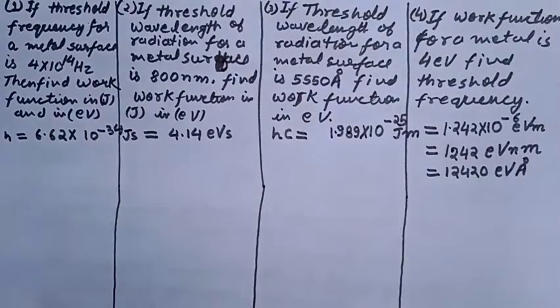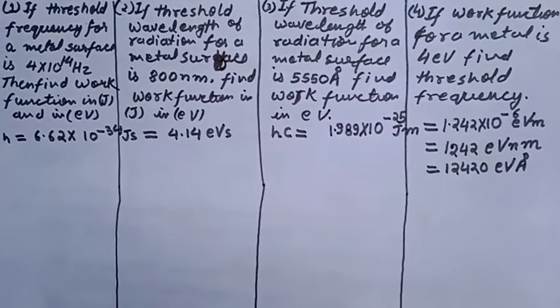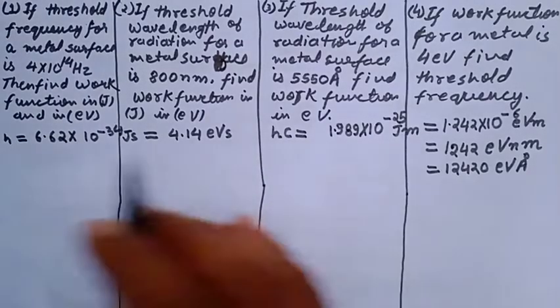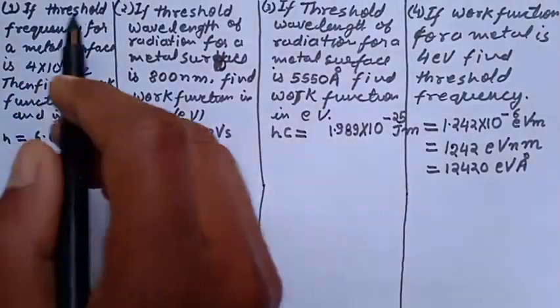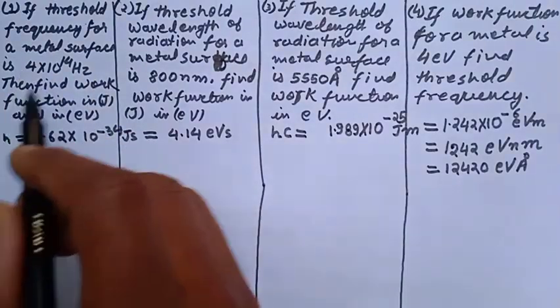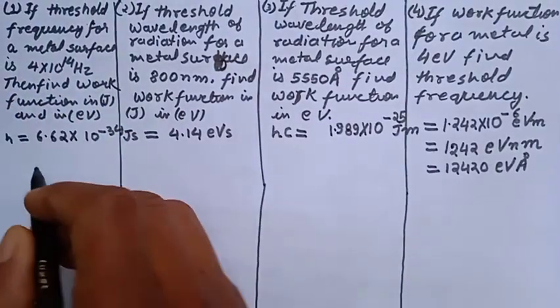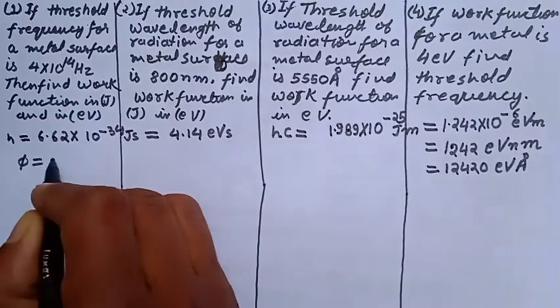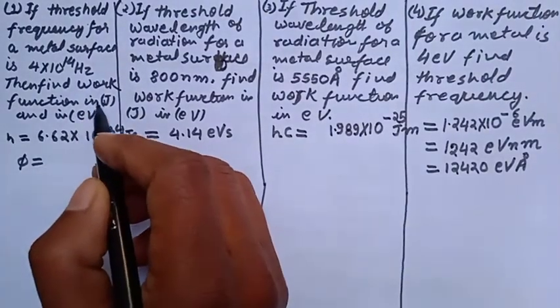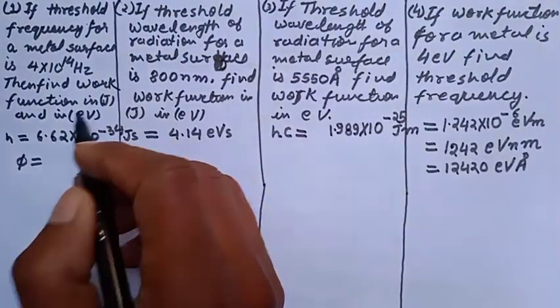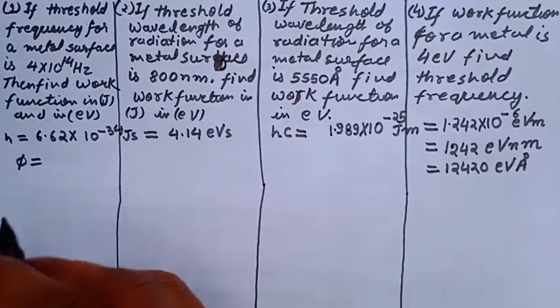There is no issue memorizing these, because by doing so, when you have a question you can directly solve it without any trouble. So okay, we'll use these constants wisely. First, if the threshold frequency for a metal surface is this one, then find the work function. So we know phi equal to, I'm taking these as two different questions, so I'm not going to convert joule into electron volt. I'm taking these questions in two different ways.